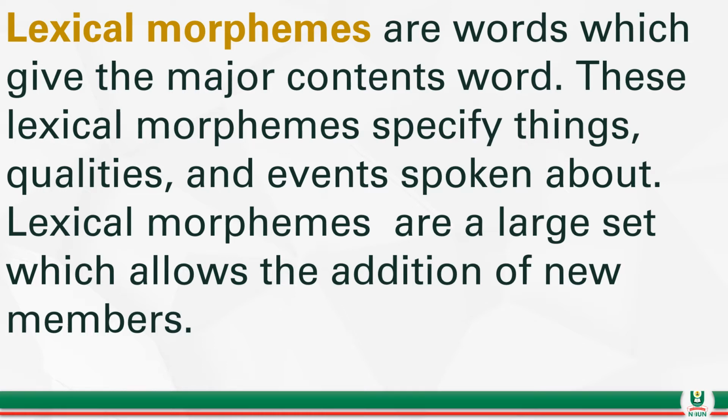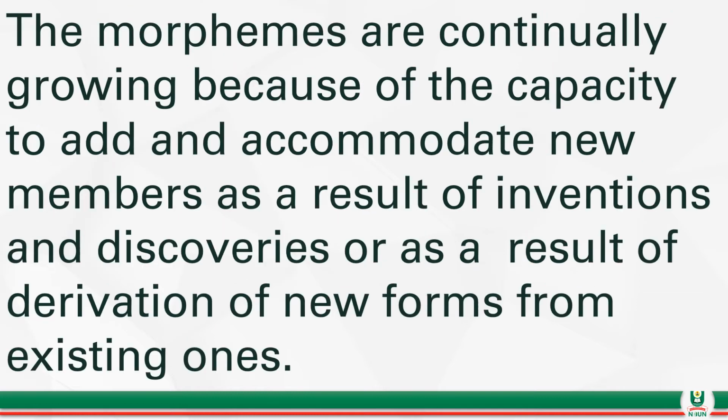Lexical morphemes are words which give the major content. These lexical morphemes specify things. They talk about things, they talk about qualities, they talk about events. So lexical items or lexical morphemes are very large because they are unlimited. They continue to generate new words. They continue to have new ones added to them. So it's a very large set which allows the addition of new words.